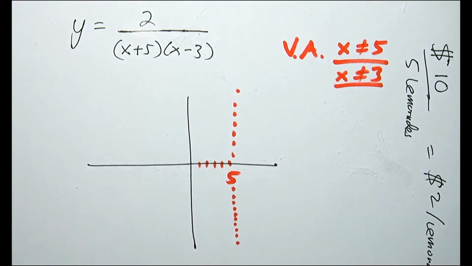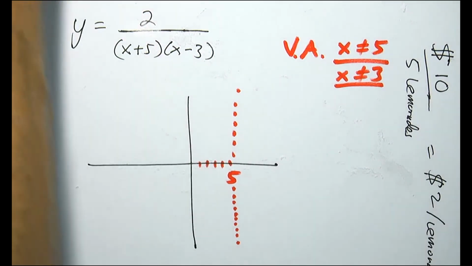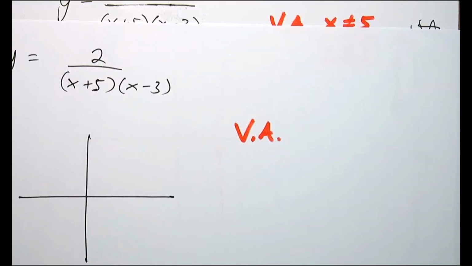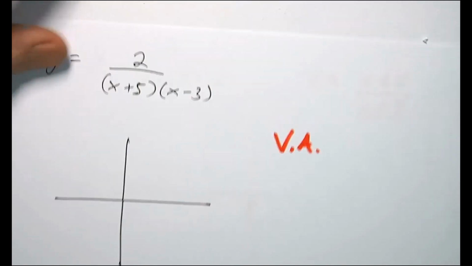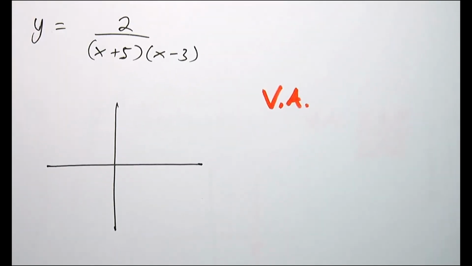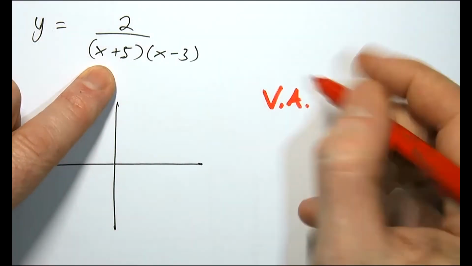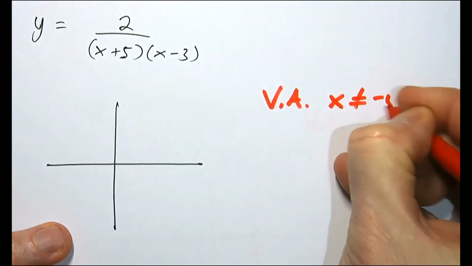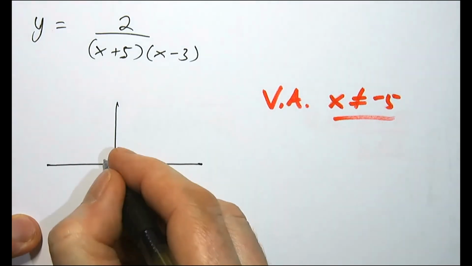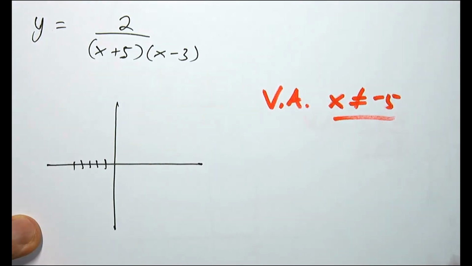Where's this guy? -5. Okay, hang on. Let's fix this. I don't want to go through all the editing. You can't believe how long it takes to edit that out. Okay, -5. X can't be -5. 1, 2, 3, 4, 5. This is where I want to be.